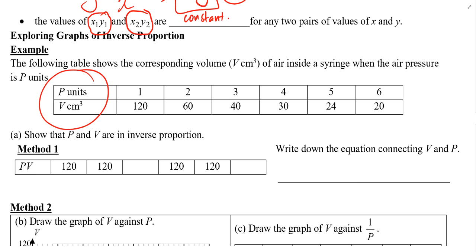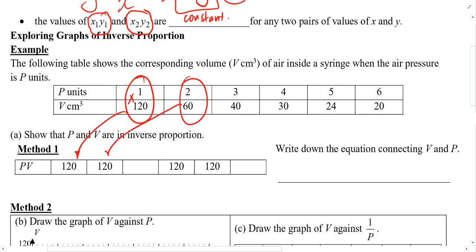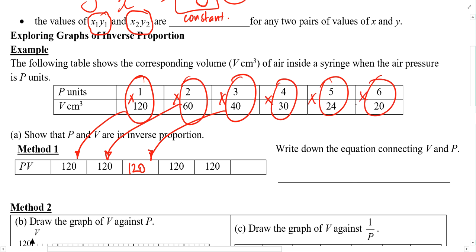And then we have values over here to determine whether they are or not. So 1 times 120, we get 120. Multiply them together. 2 times 60, you still get 120. 3 times 40, you still get 120. We see that they are all 120. So based on this, we are now able to tell that they are in inverse proportion. So the equation connecting them is P equals 120 over V.